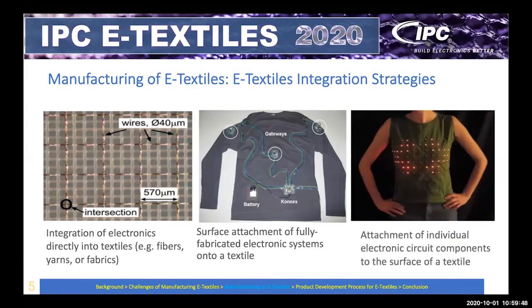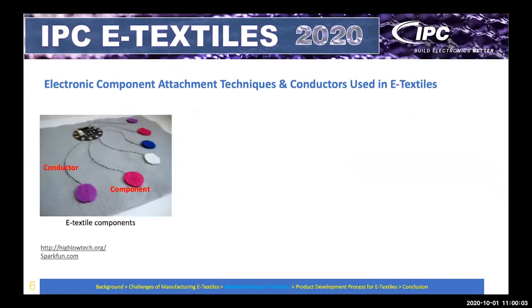The third and final approach is attaching traditional electronic components directly onto the surface of a textile. This kind of hybrid manufacturing process leverages the benefits of the electronic industry by using easy-to-assemble electronics, and the textile industry by using the comfort properties of flexible textiles.